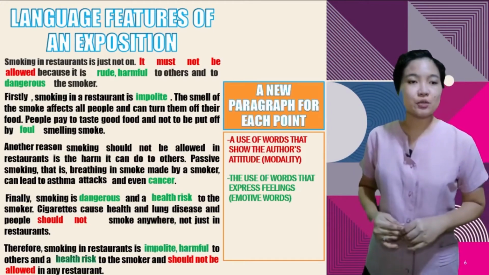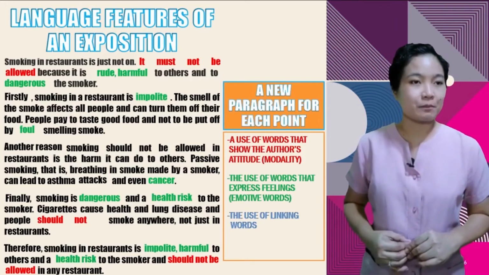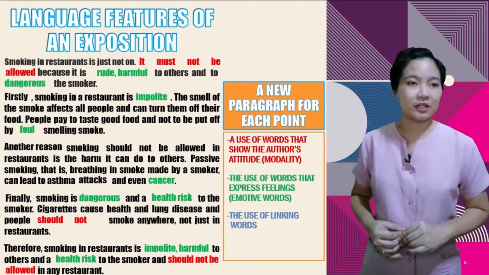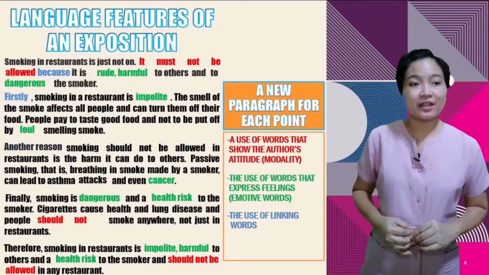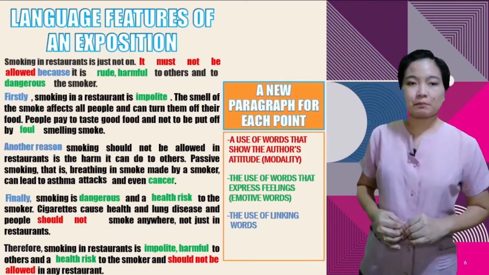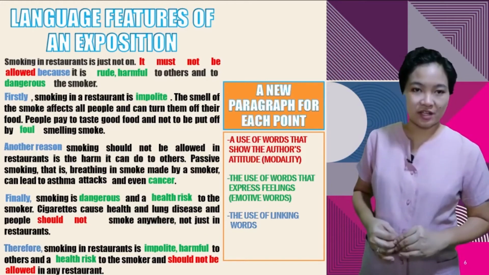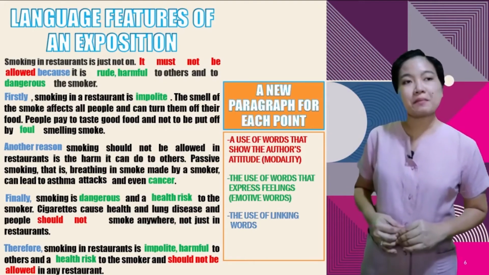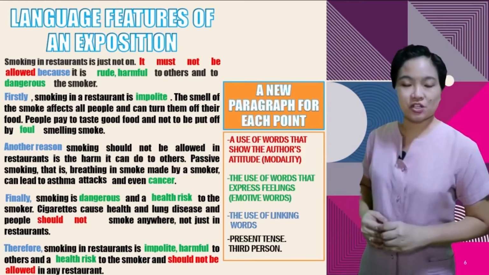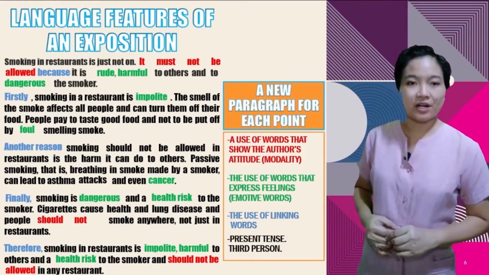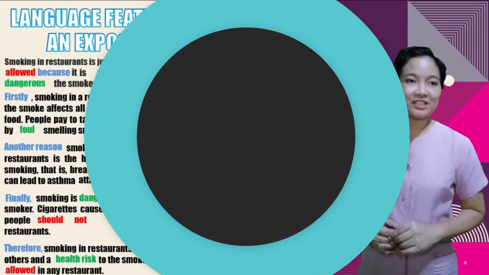Another is the use of linking words. For you to be better understood by your readers, it is important that you use linking words such as firstly, another reason, finally, and therefore. These words are important for you to be able to connect the ideas from one paragraph to another. Another thing that you should remember, as language features of an exposition, when you write an exposition text, you have to remember that you are going to use present tense, and mostly in the third person.